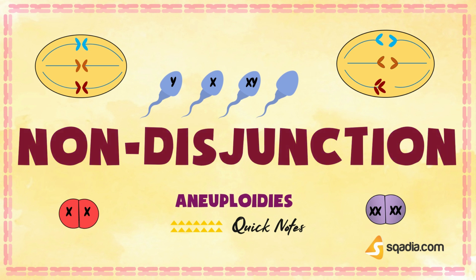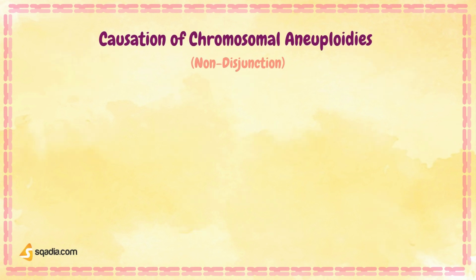Well, Dr. David has told you about polyploidy and aneuploidy. But let me ask you a question. Why does aneuploidy happen? Well, let me answer this. The causation of chromosomal aneuploidies is non-disjunction in the male parent and female parent. Let's understand male parents' non-disjunction. Non-disjunction is the failure of the chromosomes to separate, which produces daughter cells with abnormal numbers of chromosomes.